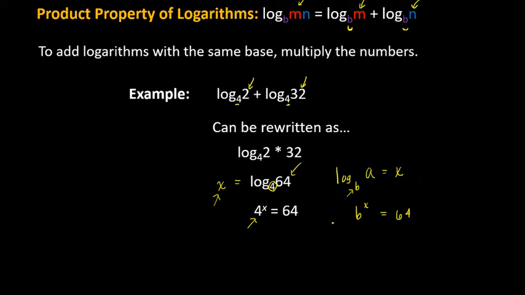So again, rewriting, I've been able to switch from logarithmic to exponential form. So log base 4 of 64 is the same thing as 4 to the x equals 64. Now that's something we can figure out. x must be 3. We know that because 4 times 4 is 16 times another 4 is 64. So 4 raised to the third power is 64. Notice that logarithms are just another way of talking about exponential equations.